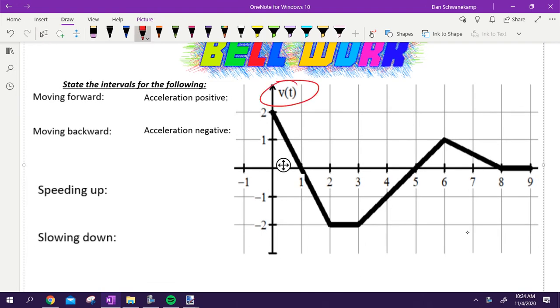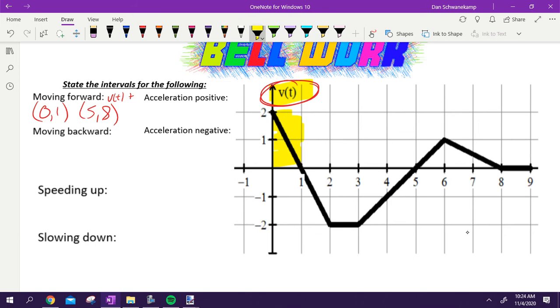This is a graph of velocity. So always pay attention to what the graph is. It's velocity. When are you moving forward? What has to be true about velocity to be moving forward? Velocity needs to be positive. So show me with your fingers, how many intervals are you going to have here for moving forward? 2. Jonah, what are my 2 intervals going to be? 0 to 1 and 5 to 8, because those are the 2 places where his velocity is positive.